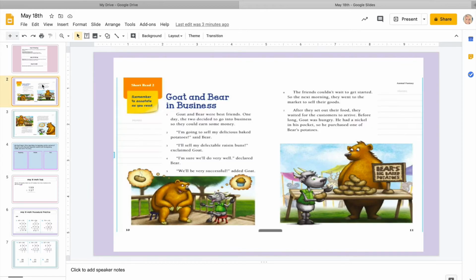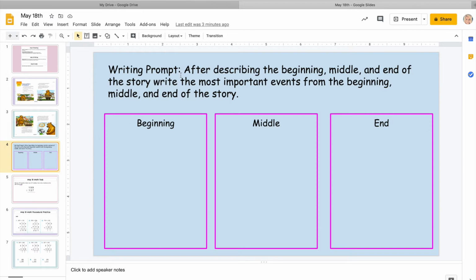And then you're going to talk with either a parent or a sibling about the sequence of events, what happened in the beginning of the story, what happened in the middle of the story, and what happened in the end of the story. And making sure that the sequence stays in order, so the story's still going to make sense. You're just talking about the most important thing that happened at the beginning, the most important thing that happened in the middle, and then the most important thing that happened at the end. And that is going to tie into our writing prompt.